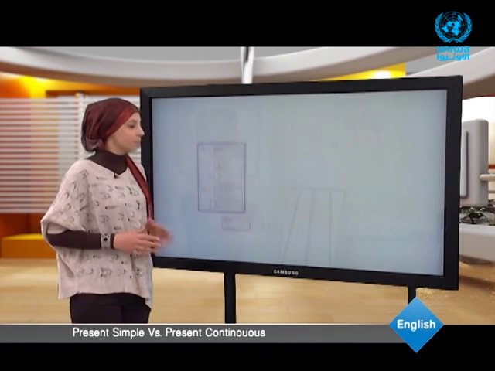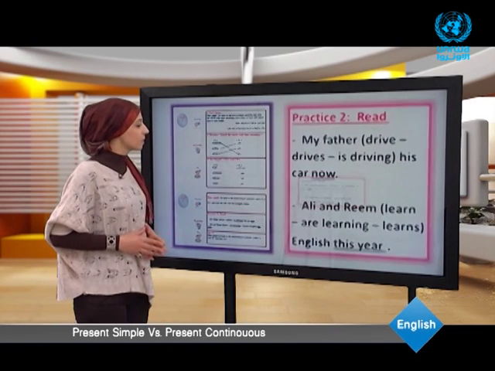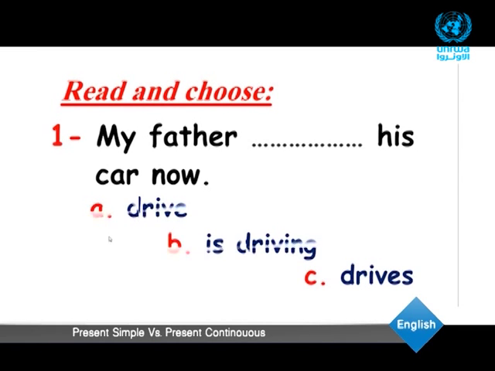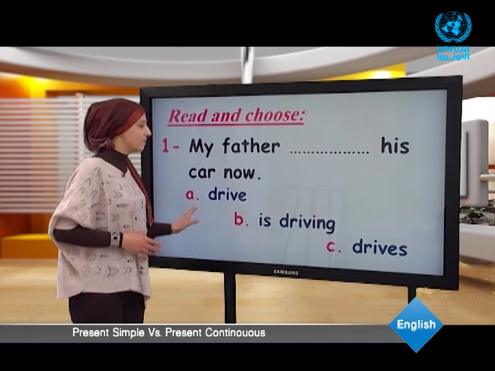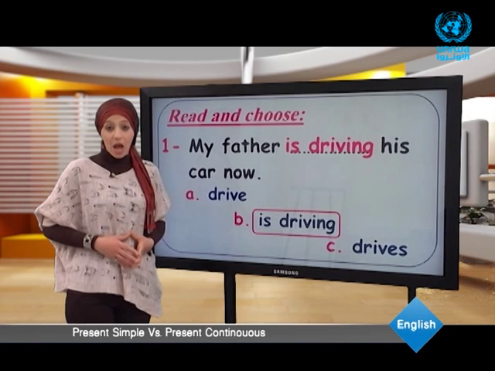Now, let's move to an activity. It's practice time. From the self-learning, we will do an activity. Read and choose. My father, blank, his car now. And the choices are drive, is driving, drives. What is the suitable choice? Yes, very good. My father is driving his car now.